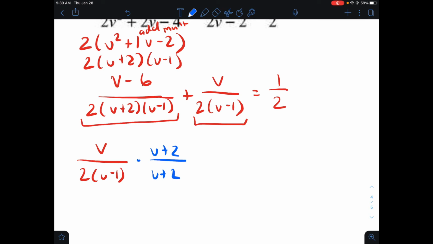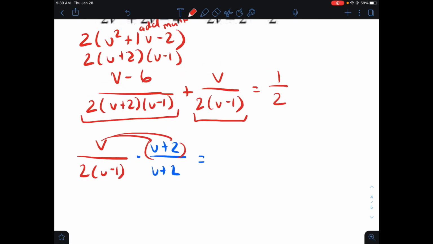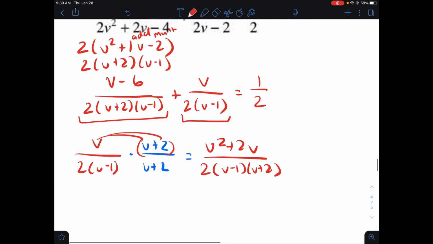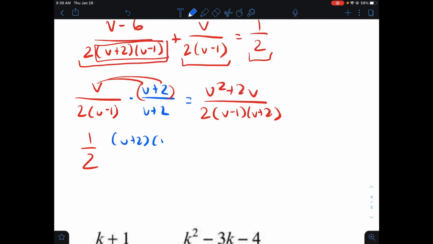And at this point, you should go ahead and do the distribution. That's something you're going to want to do. So we can go ahead and simplify this, right? We're going to distribute this v. We get v squared plus 2v all over 2 times v minus 1 times v plus 2. So we've got our common denominator. Yay! And then looking at this guy, he's missing a lot, right? He's missing v plus 2 and v minus 1. So we've got 1 over 2 times v plus 2, v minus 1, times v plus 2, v minus 1.